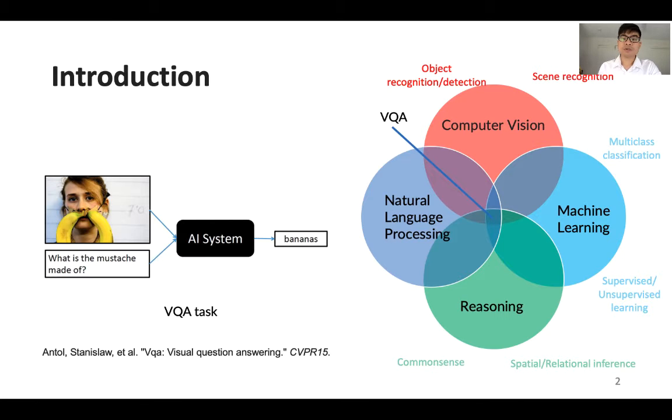The task of visual question answering is that, given an image and a natural language question about the contents of the image, you try to build an AI system that can answer the question accurately. From the AI research perspective, the VQA task sits at the intersection between computer vision, natural language processing, machine reasoning, and machine learning.